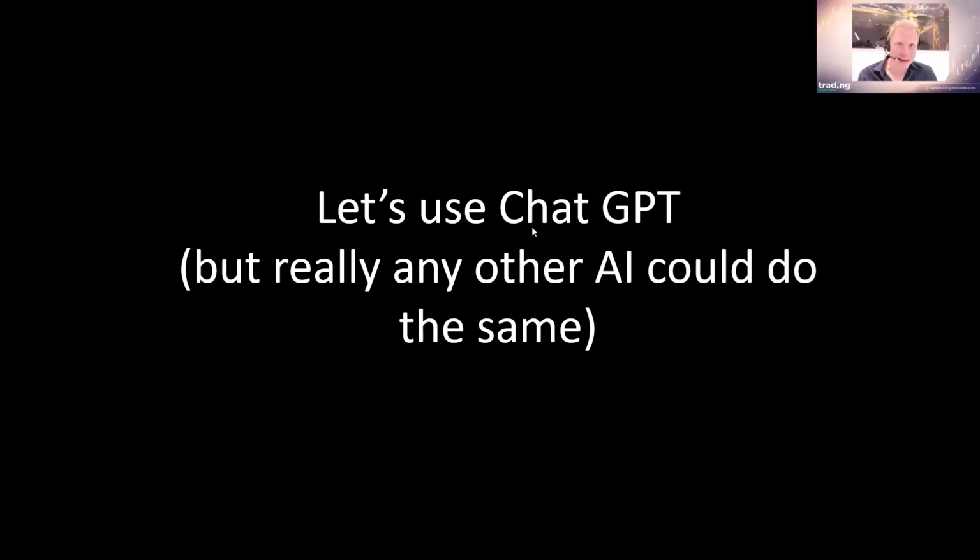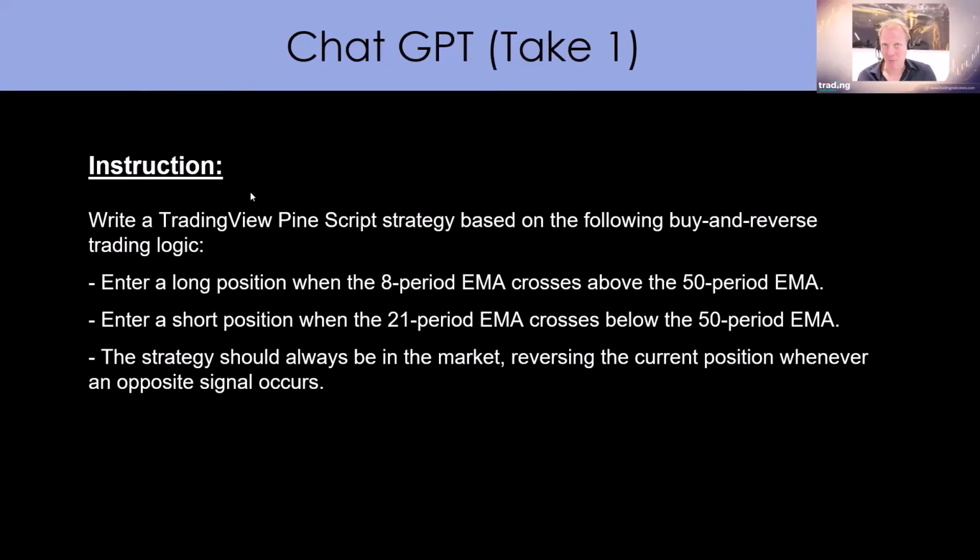So what I've done is I first of all wrote up instructions for ChatGPT, and these were the instructions I used initially. Initial instruction, take one. I'm going to copy this into ChatGPT in just a second. Write a TradingView PineScript strategy based on the following buy and reverse trading logic. Enter a long position when the 8-period EMA crosses above the 50-period EMA. Enter a short position when the 21-period EMA crosses below the 50-period EMA. The strategy should always be in the market, reversing the current position whenever an opposite signal occurs.